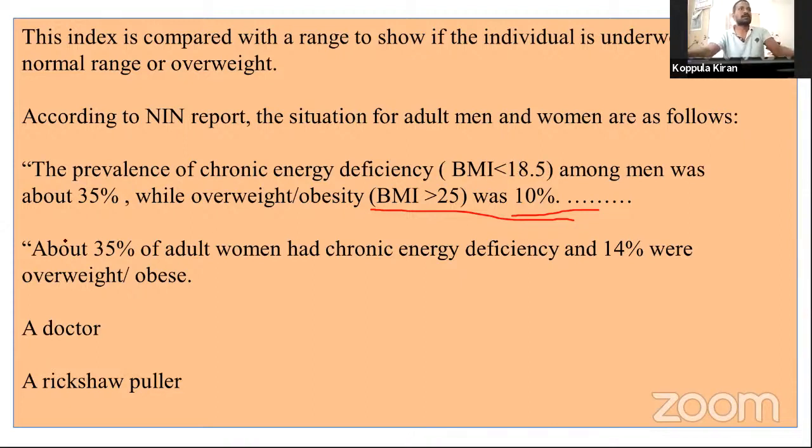So about 35% of adult women had chronic energy deficiency and 14% were overweight or obese. See this, about 35% of women are below the body mass index, underweight, and 14% of women are overweight.